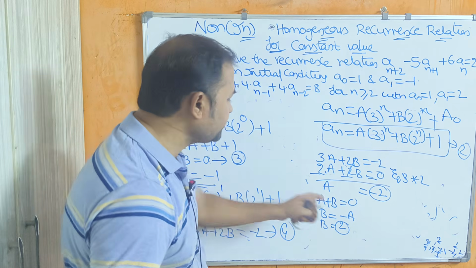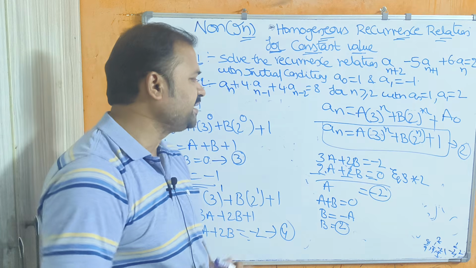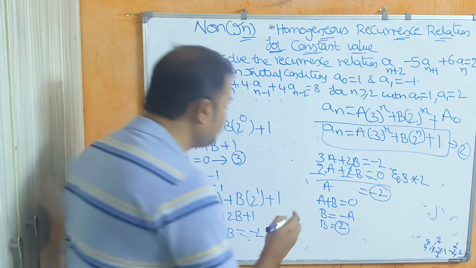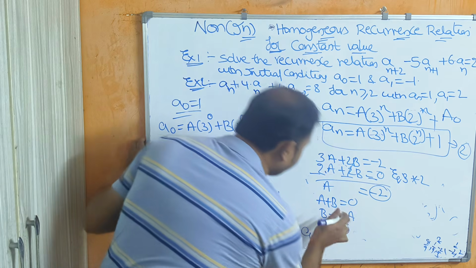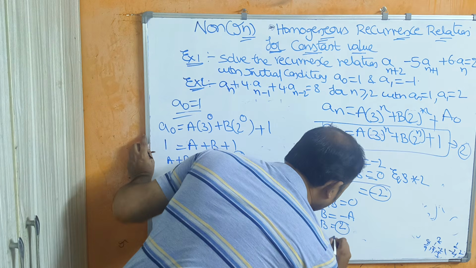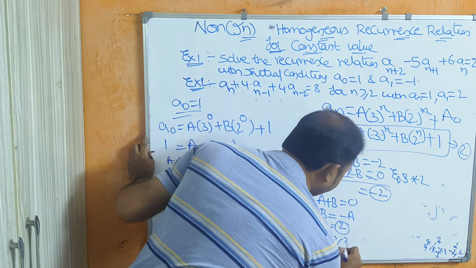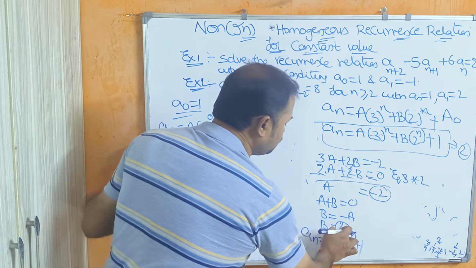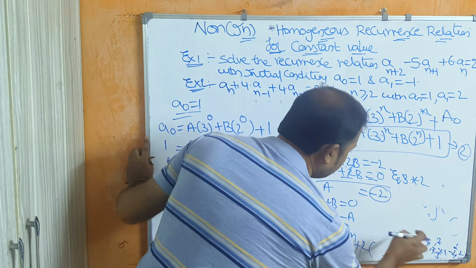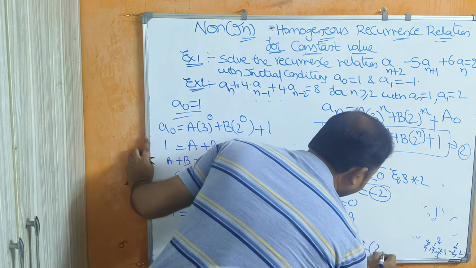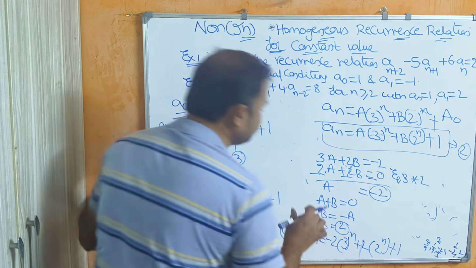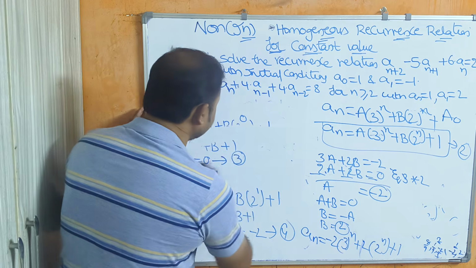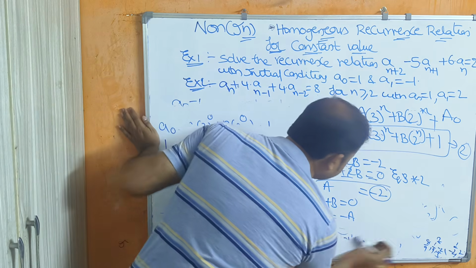Now let us substitute a and b values in equation 2. So now the general solution for this problem is an equal to a. What is a? Minus 2 into 3 power n plus b into, what is b value? B is nothing but 2. So 2 into 2 power n plus 1. So this is the general solution for the first example. So likewise we have to solve the second example. So now let's see the second example.